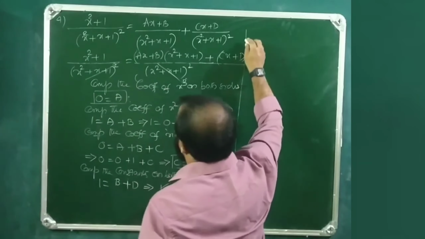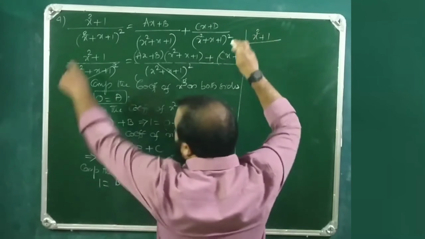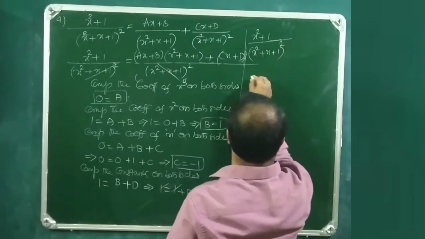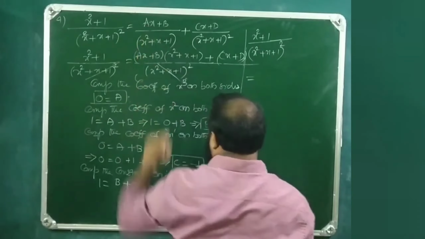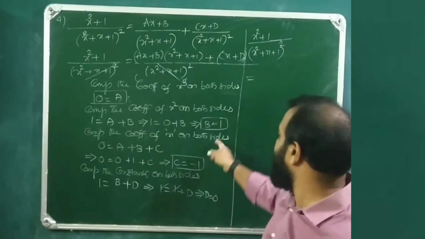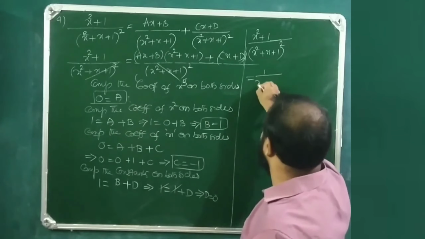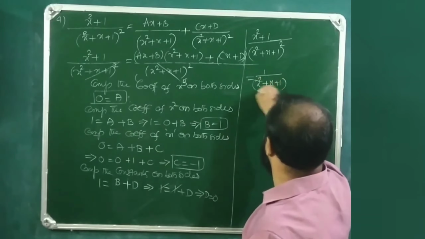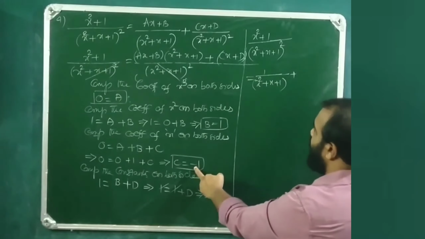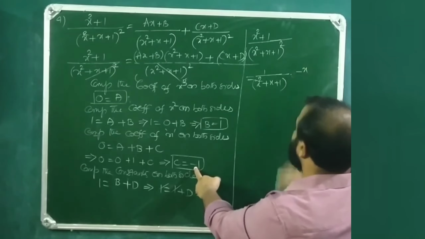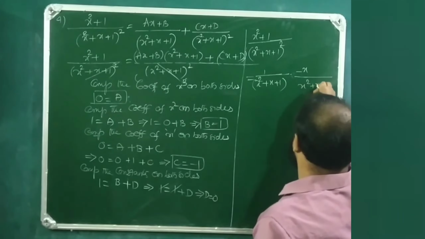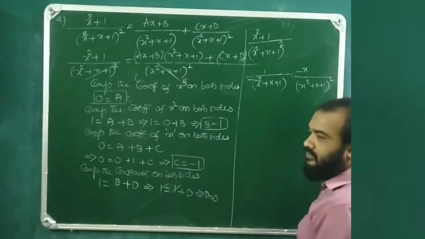Therefore, x square plus 1 by x square plus x plus 1 whole square is equal to a value is 0, 0 into x is 0, plus b value is 1, so 1 by x square plus x plus 1, plus cx plus d. c is minus 1 into x, so minus x plus d value is 0. So minus x by x square plus x plus 1 whole square.